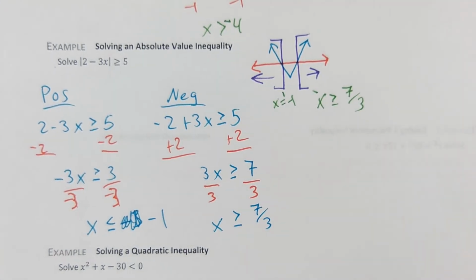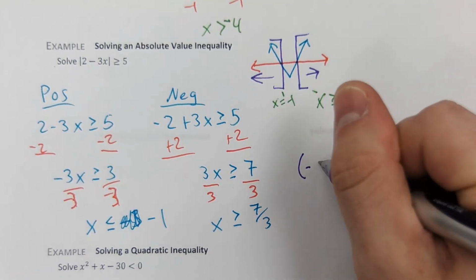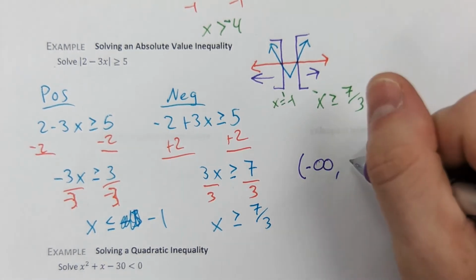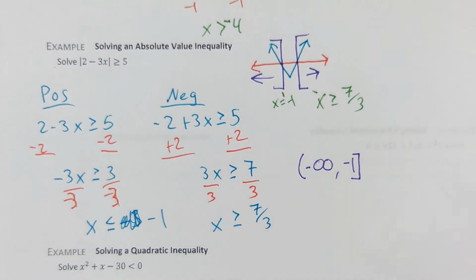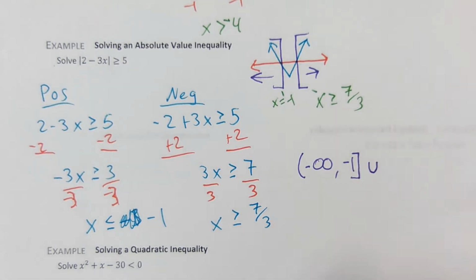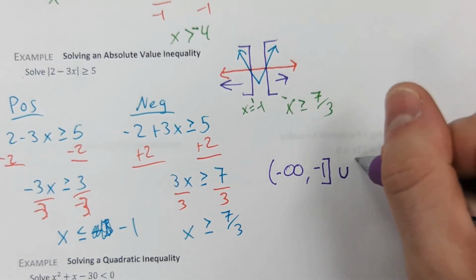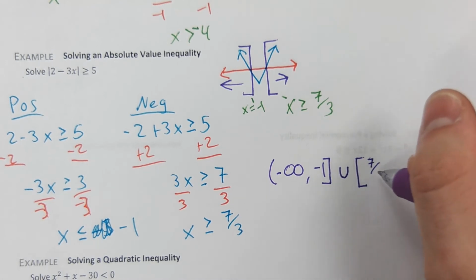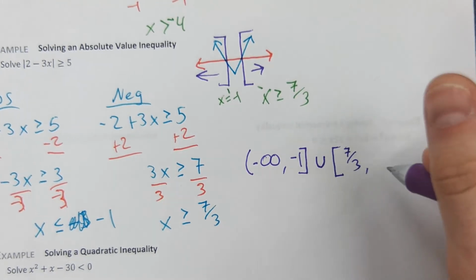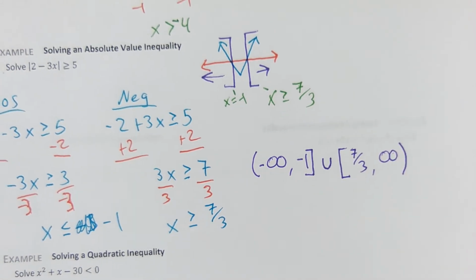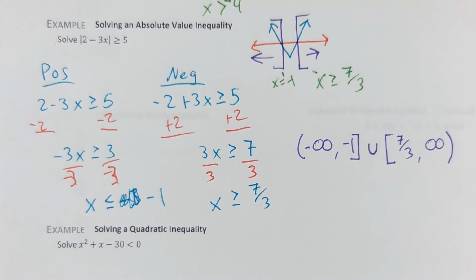Well, it never stops going to the left. So that crashes all the way down to -infinity. So we're going to say from -infinity up to and including the number -1. So we put a bracket on it because it's included. Then a U for union. Numbers beginning at 7/3, including 7/3, so bracket. But never stopping as we go to the right, so all the way out to positive infinity. That is the answer to this absolute value question.